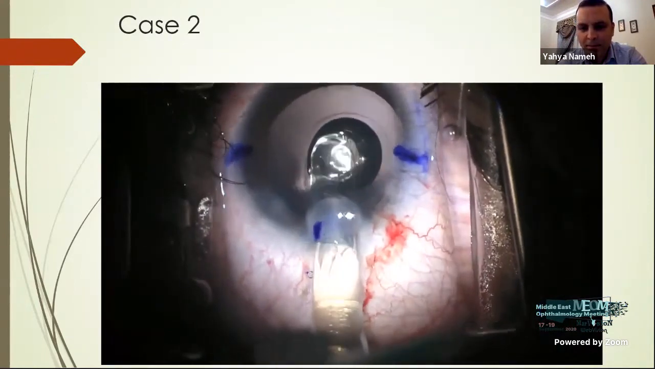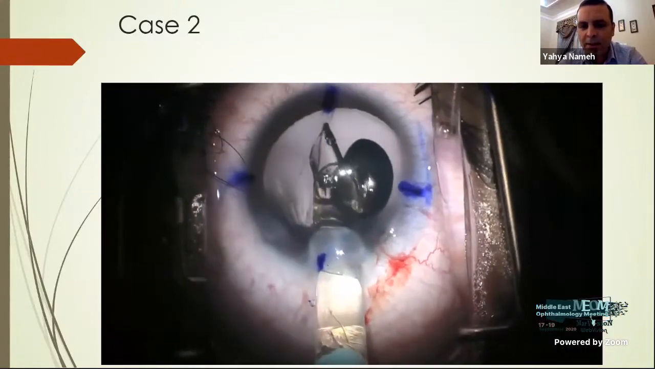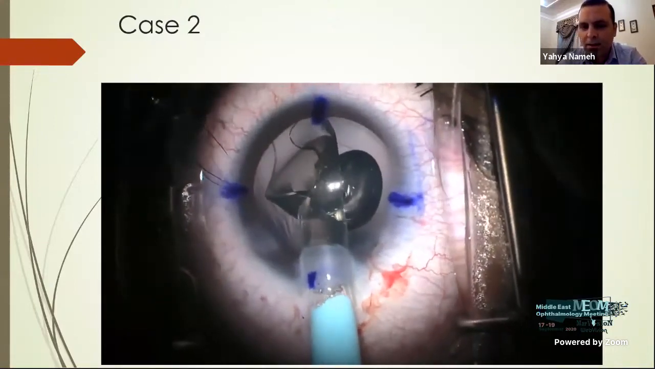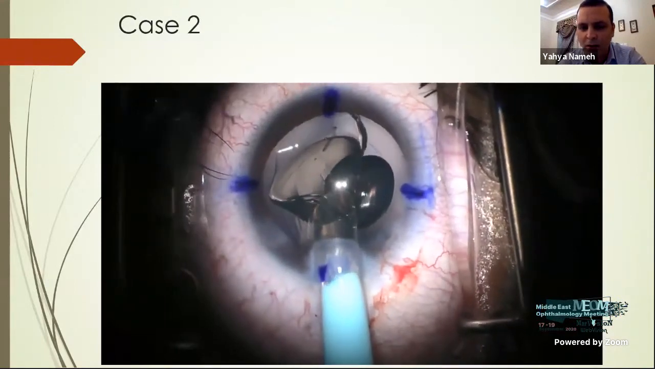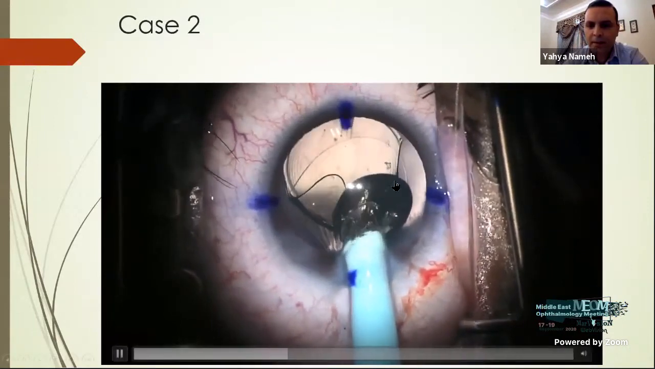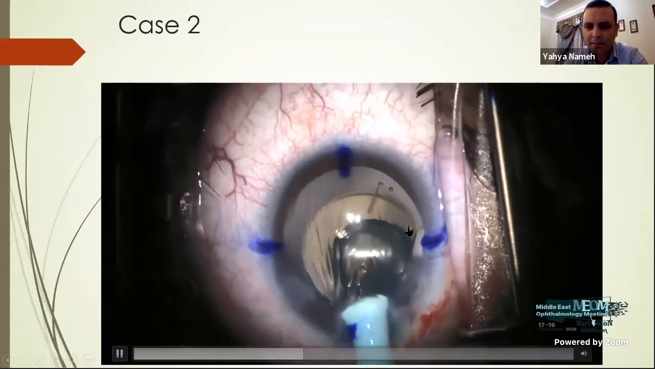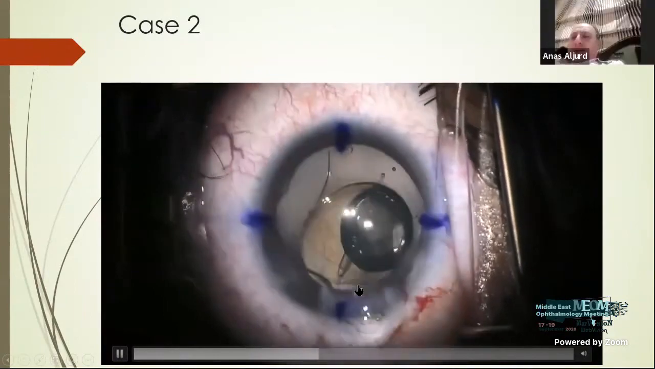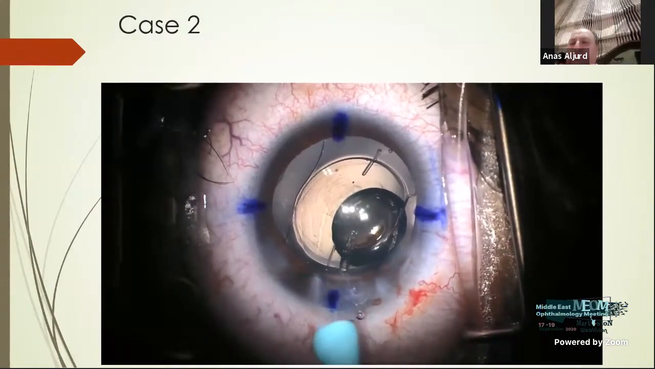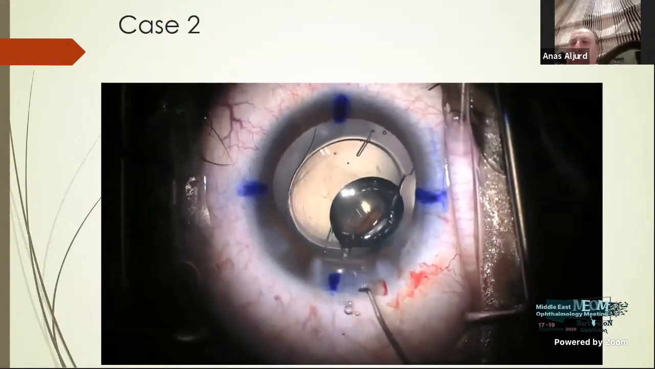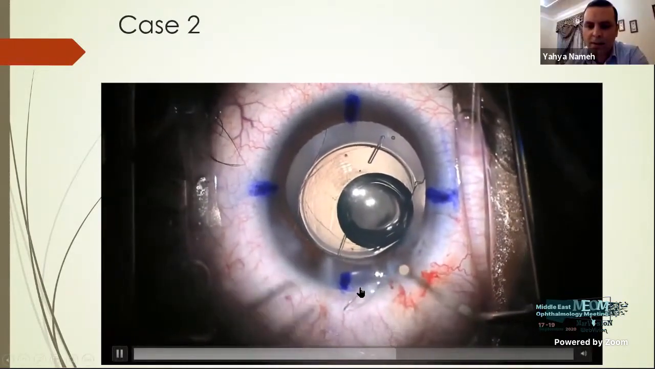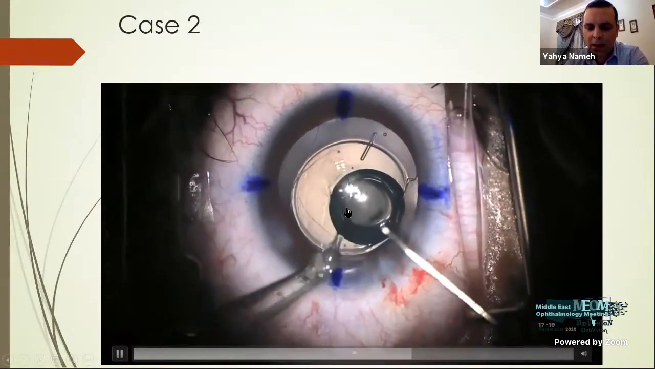You see, during the implantation, there was a fracture, a small piece from the optic, but fortunately, it was from the extreme periphery of the optic of the IOL. Here, is it clear? It will be clear later on. Yes, clear. Since it's at the extreme periphery. See, this is the piece of the fracture from the optic of the IOL.